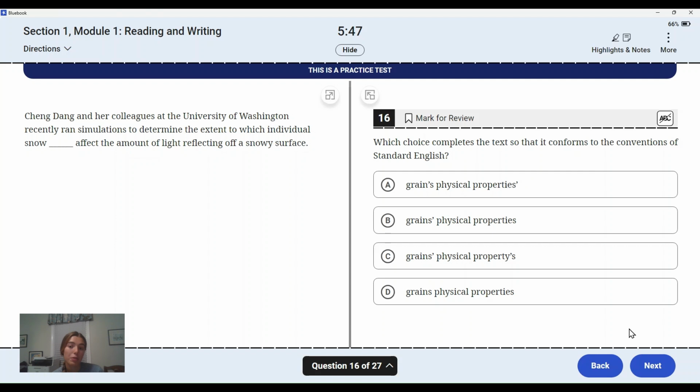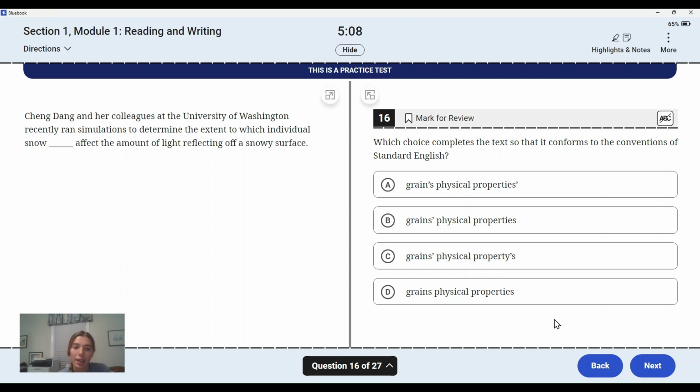So, in this type of question, we first need to figure out, are they talking about a single snow grain or multiple snow grains? And then also a single physical property or multiple physical properties. So one thing that's important to note is in this type of question, it's either going to be both singular or both plural, because it wouldn't make sense to have multiple snow grains all with one single physical property. And so I'm going to want to go ahead and decide, is it multiple grains or a single grain?